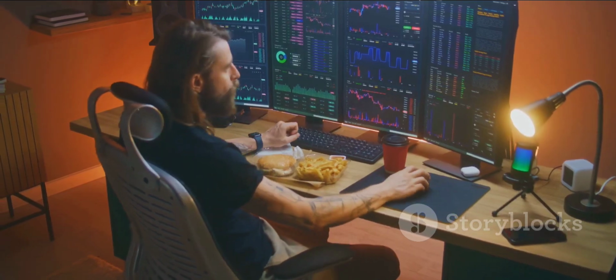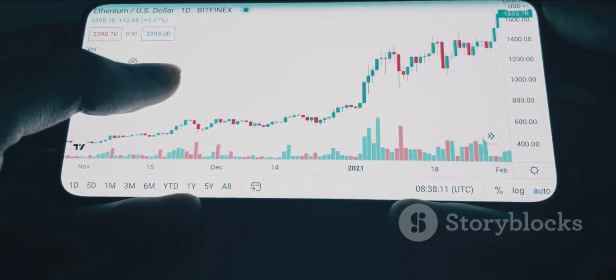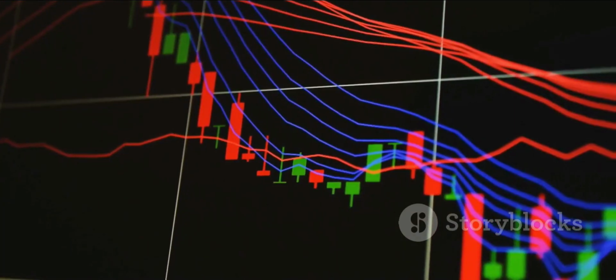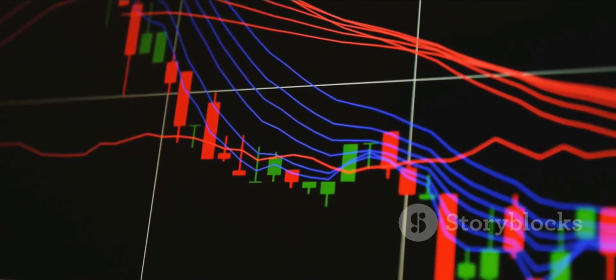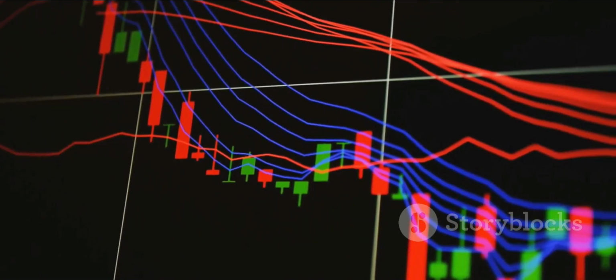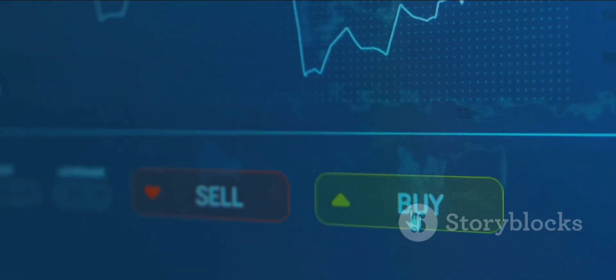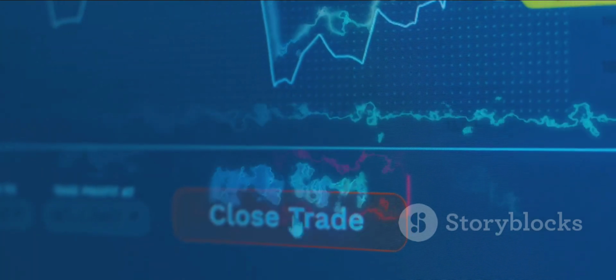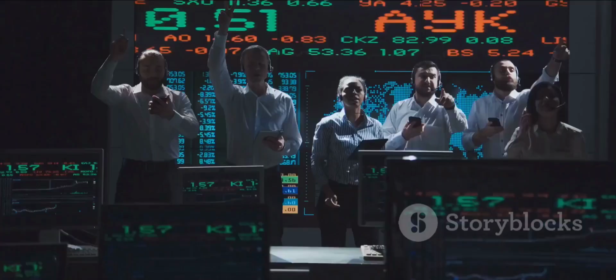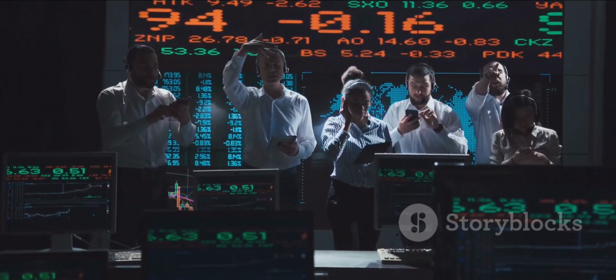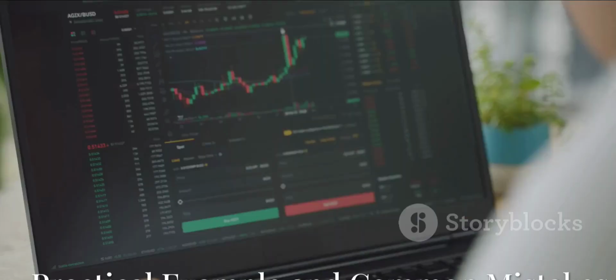Now, plan your entry. In an uptrend, buy when the price pulls back near the POC and starts to move up again. In a downtrend, sell when the price rallies up near the POC and starts to fall again. Then, set your stop loss. Place your stop loss order just below the POC for buy trades and above the POC for sell trades. Finally, take profit by aiming for a profit target that makes sense for your risk and the market conditions.